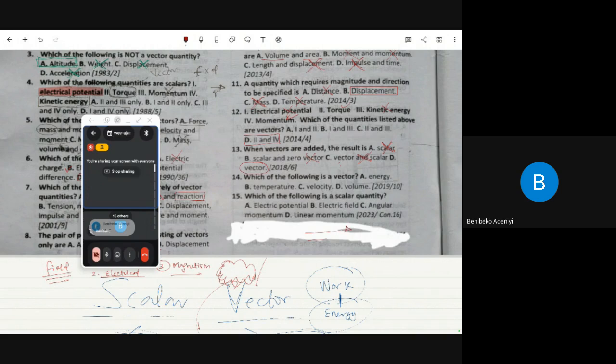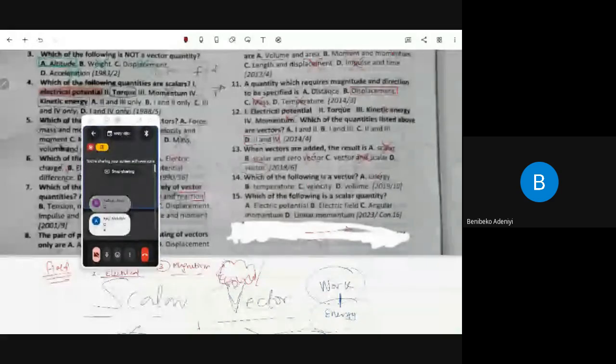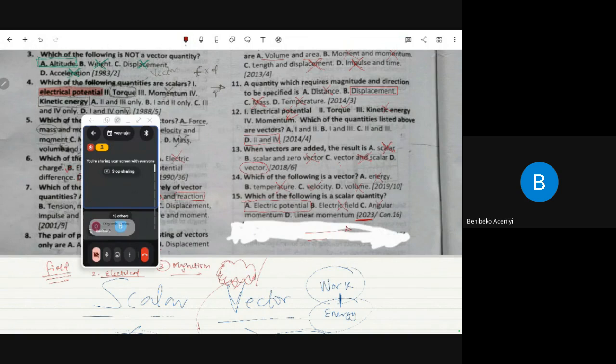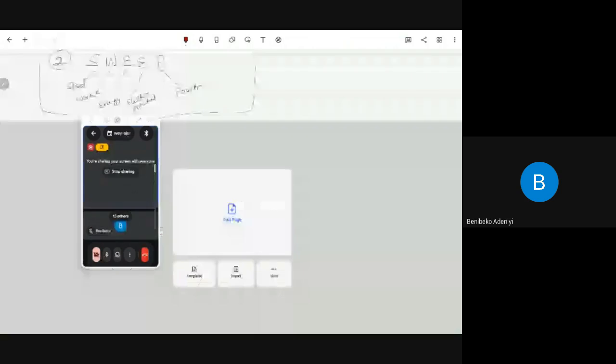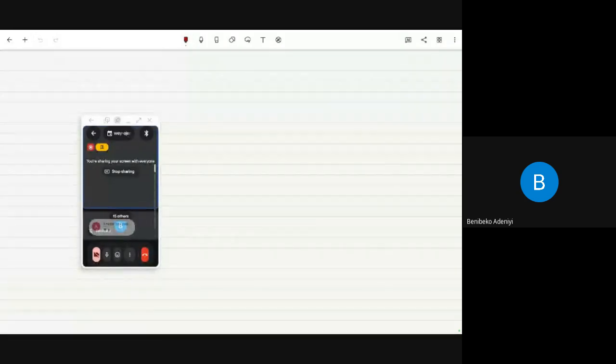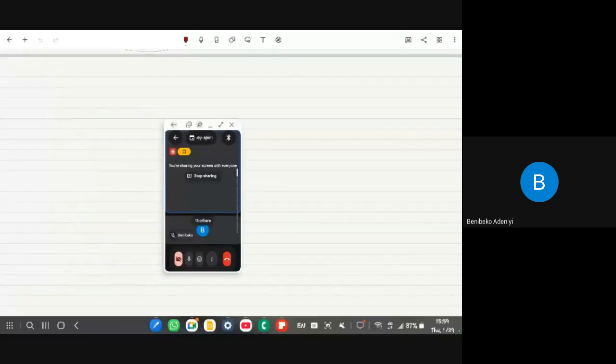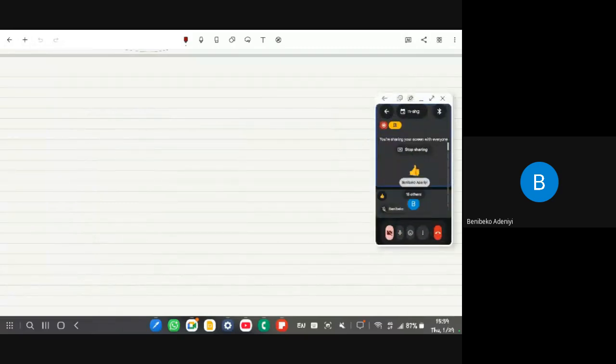14, C, good. The following is a vector: velocity. Energy, no. Temperature, no. Volume, no. 15, A. The following is a scalar quantity: electric potential. You don't need to stress yourself, and this question was asked in 2013 and 2023. Electric field, no. Angular momentum, no. Linear momentum, no. Okay, that brings us to the end of everything I want to do on vector and scalar quantities. We'll still come back to vector quantities and talk about how to resolve vectors. But for now, I want to quickly move to motion.